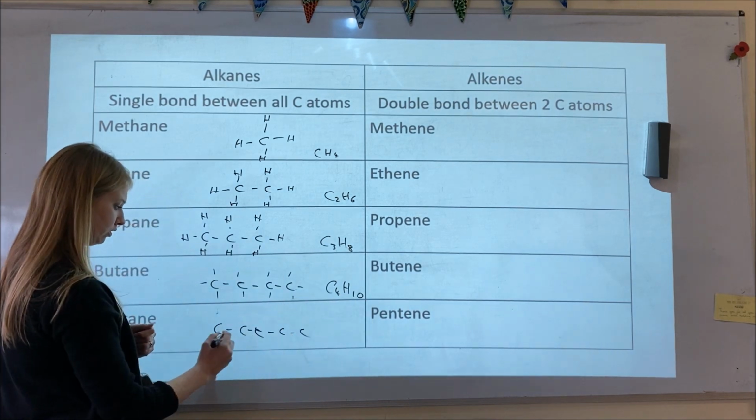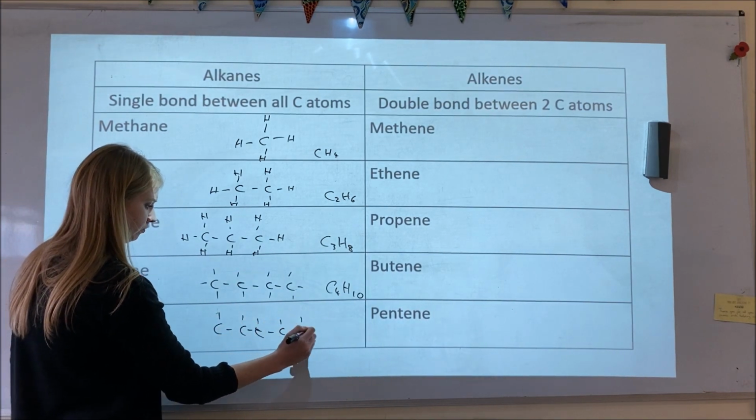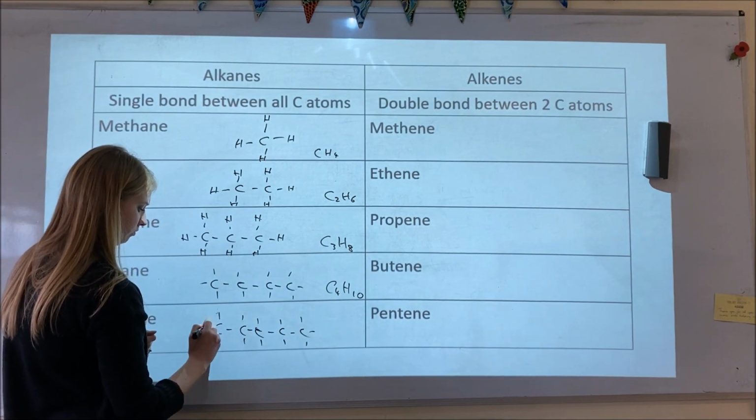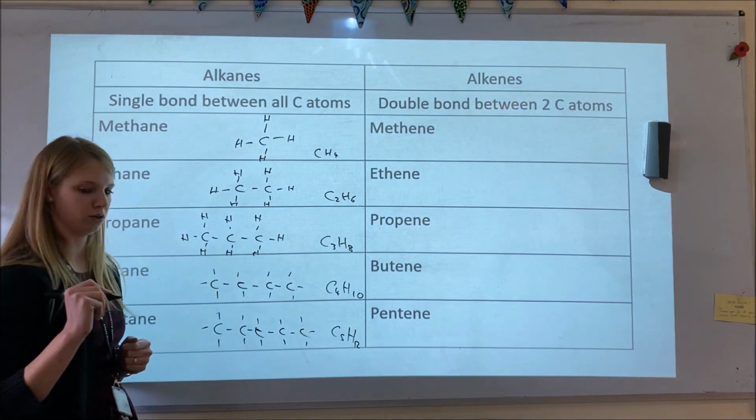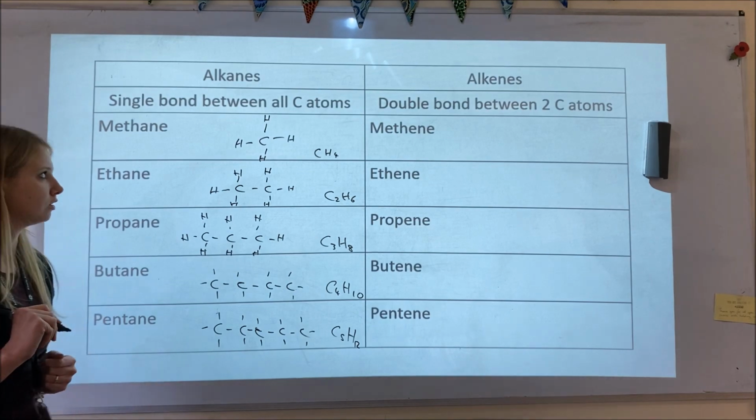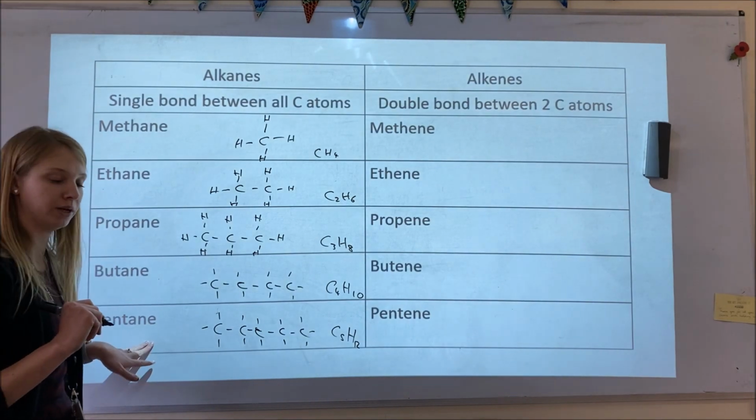You can fill those ones in. Okay, so that's your alkanes, most common alkanes.